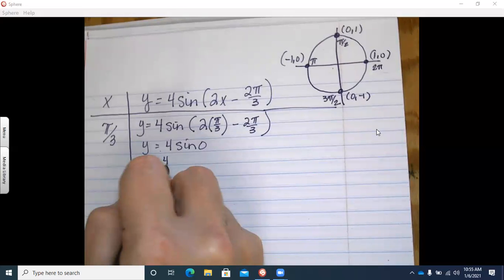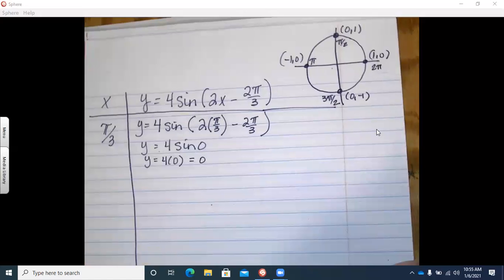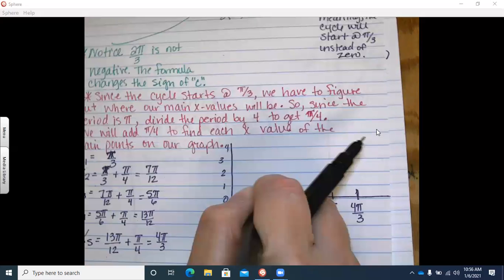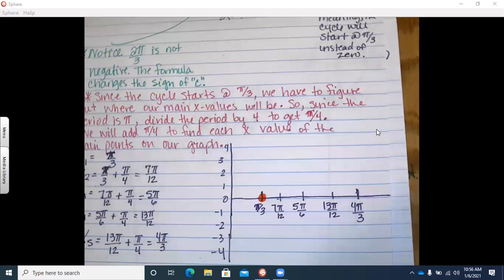I knew that was going to happen. So we're not starting at 0, 0 here because there was a phase shift. We're starting at pi thirds. At home, I have, oh, there we go. It's taking forever to get the graph up. Pi thirds, I plot a point at 0. And then I'm going to do the math for 7/12 pi.